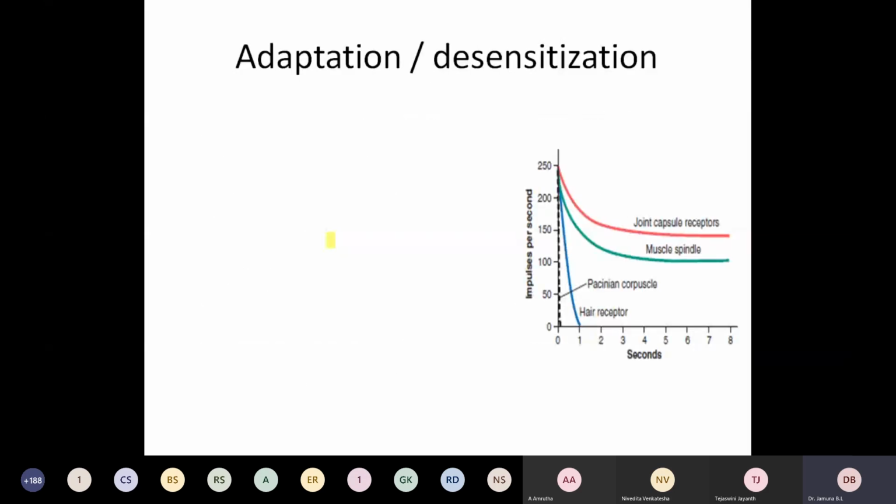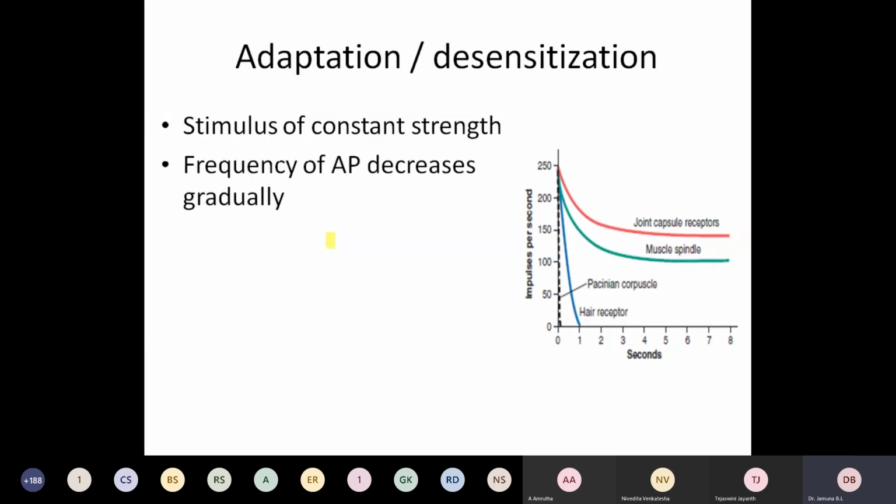Next, the important property is adaptation or desensitization. If a stimulus of constant strength is given continuously for a period of time, after some time the frequency of action potentials decreases gradually. That is called adaptation. That means it will not reach the conscious sensation. Suppose you are wearing a dress for the first time, you feel that you are wearing something over your skin. After some time, you will forget that the cloth is there on the body.